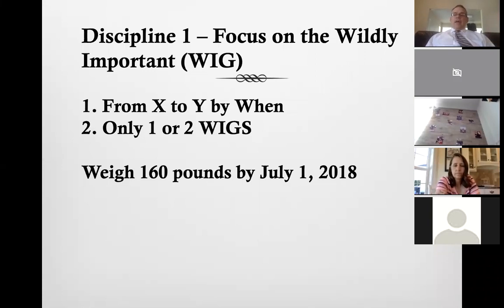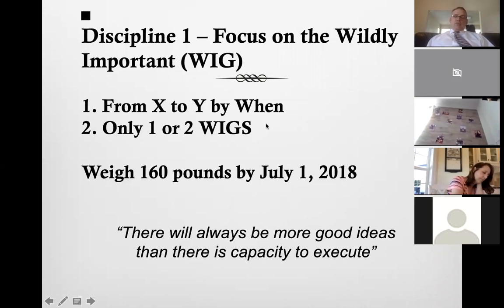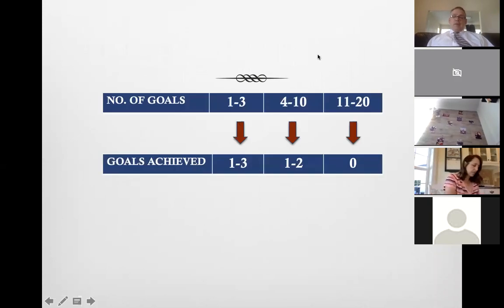And you should only have one, maybe two wildly important goals, okay? That is discipline one. And this is the reason why this is important: there will always be more good ideas than there's the capacity to execute. And the reason is we live in the whirlwind. We have our day jobs. So this is science. This is proven. If you set 1 to 3 goals, you might get 1 to 3 goals. If you set 4 to 10, you might get 1 or 2. If you set 11 to 20, you'll get 0.